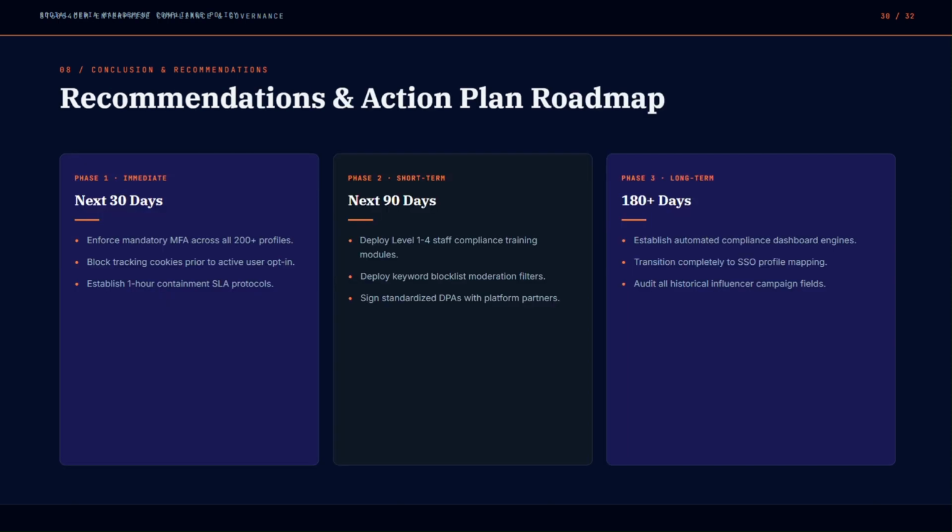Recommendation and action plan roadmap. Immediate, next 30 days: enforce mandatory multi-factor authentication across all 200 plus profiles, block tracking cookies prior to active user opt-in, establish 1 hour containment SLA protocols. In the next 90 days, we have to deploy level 1 to 4 staff compliance training modules, deploy keyword block list moderation filters, sign standardized DPAs with platform partners. After 180 plus days, establish automated compliance dashboard engines, transition completely to SSO profile mapping, audit all historical influencer campaign files.